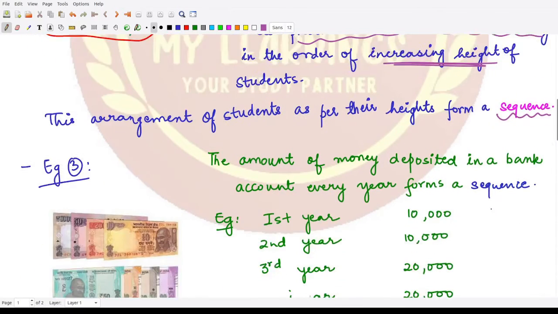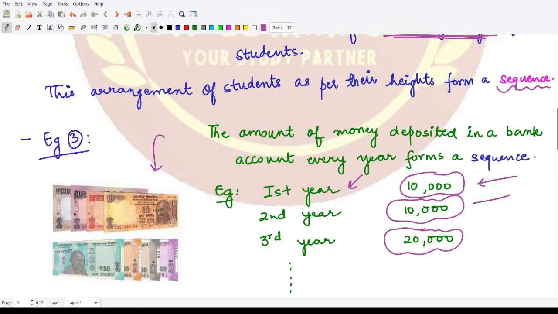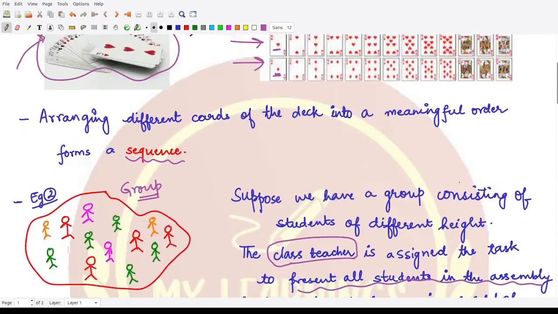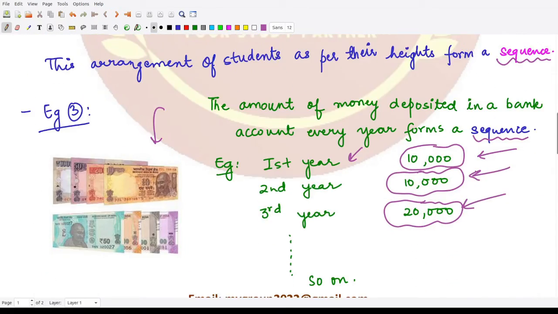The third example you can take is money. You all know we deposit money in banks. In the first year, suppose you have deposited some amount in the bank. In the second year, another amount is deposited. In the third year, another amount is deposited, and each year you deposit some amount of money into the bank. All these numbers are members of a sequence. So these numbers constitute a sequence. By these 3 examples, I think you are getting an idea about sequence.